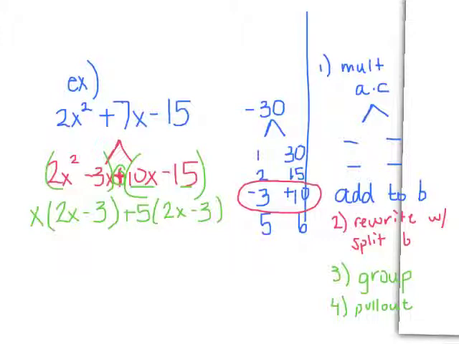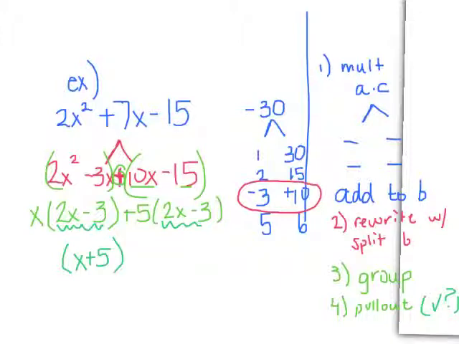This is your mental check, or your quick check, because these two parentheses should always match. So 2x minus 3, 2x minus 3. They match. Everything you've done so far is correct. So then your answer is just x plus 5.